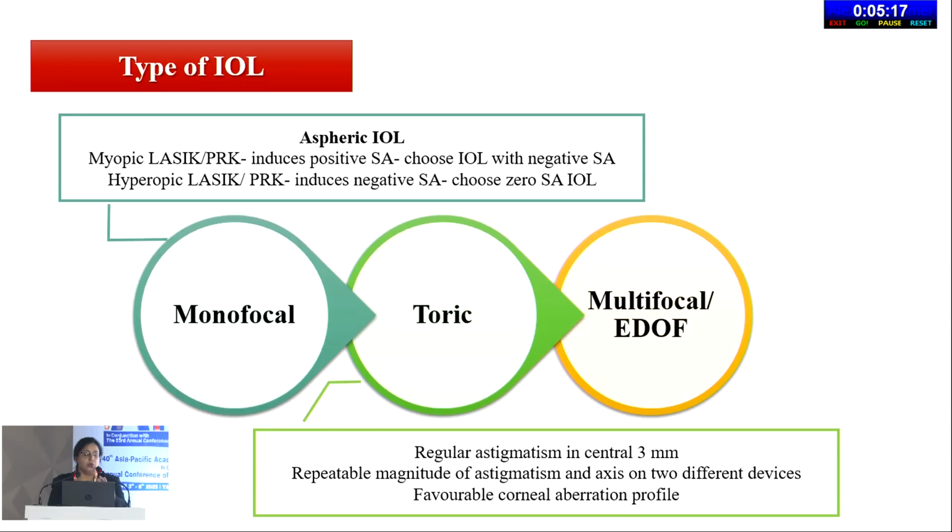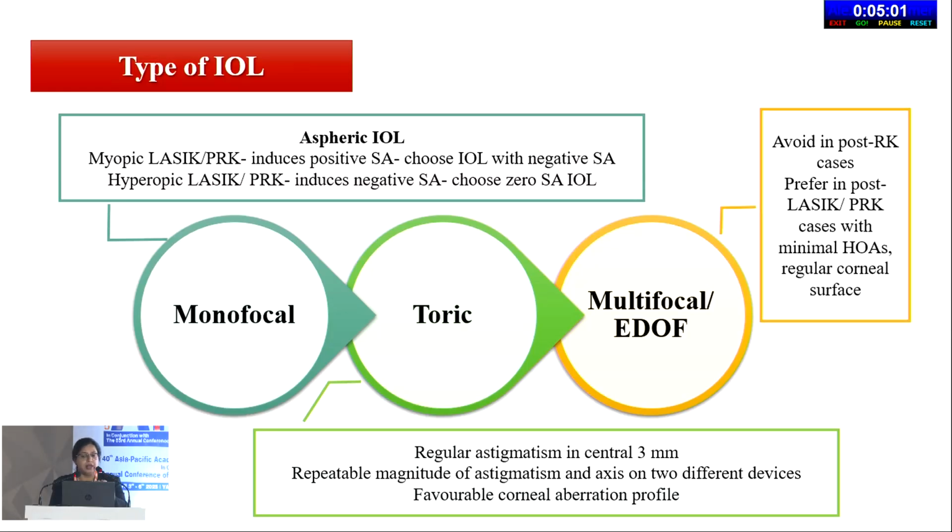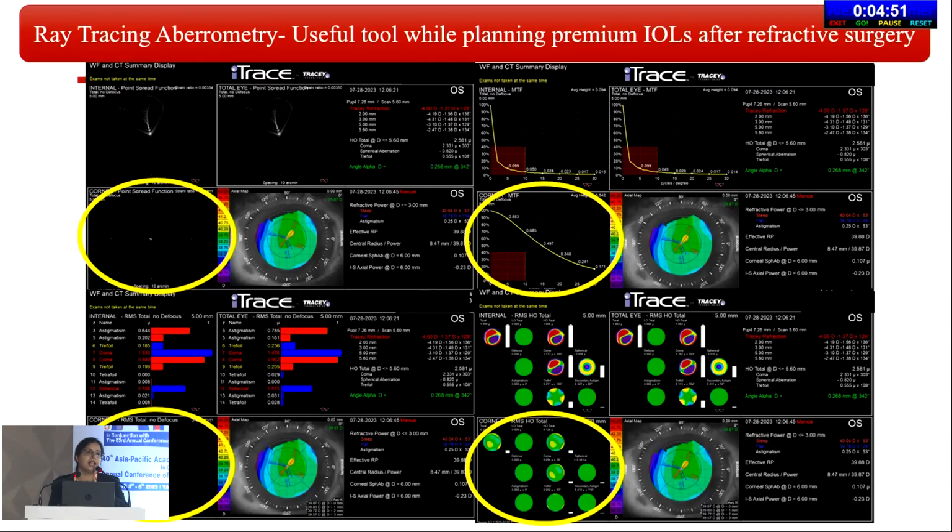For post-RK, only if you have regular stable astigmatism in the central 3 mm, repeatable magnitude of astigmatism, use at least 2 different devices to measure the keratometry, and the corneal aberration profile has to be favorable. Multifocal or EDOF, please do avoid in post-radial keratotomy cases. You can put them in post-LASIK PRK cases with minimal higher order aberrations and a regular corneal surface. So your ray tracing aberrometry will come to the rescue to help you in decision making on whether you can go ahead with EDOFs and multifocals in post-LASIK PRK cases. In post-RK, it's a no.